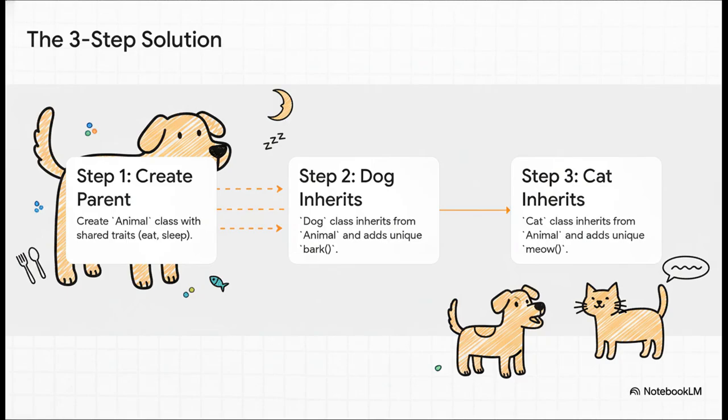Here's exactly how it works. For step 1, we go ahead and create our animal parent class, and we put all the common stuff in there, the name, the eat method, and the sleep method. Then, step 2, we tell our dog class that it inherits from animal, and just like that, it gets all that shared code. And now we only have to add the one thing that's unique to dogs, the bark method. And for step 3, we do the exact same thing for the cat class, just adding its unique meow method.